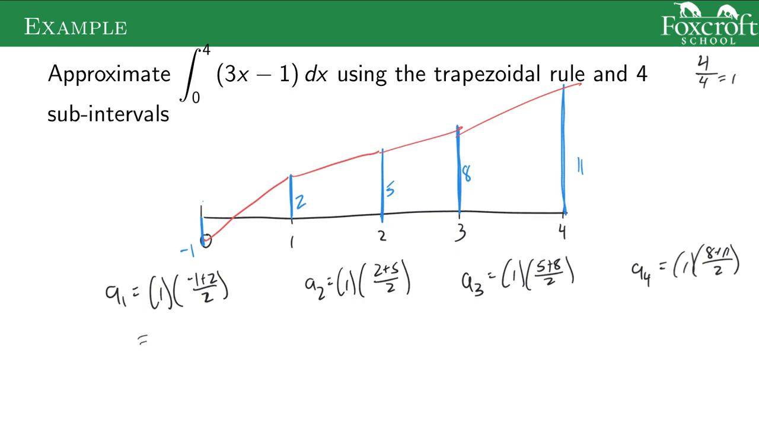-1 plus 1, this is just 1/2. This is 7/2, which is 3.5. 13/2 is 6.5. 19/2 is 9.5. So we add up all these together. We got 2 plus 3 and 6 is 9 plus 9 is 20.